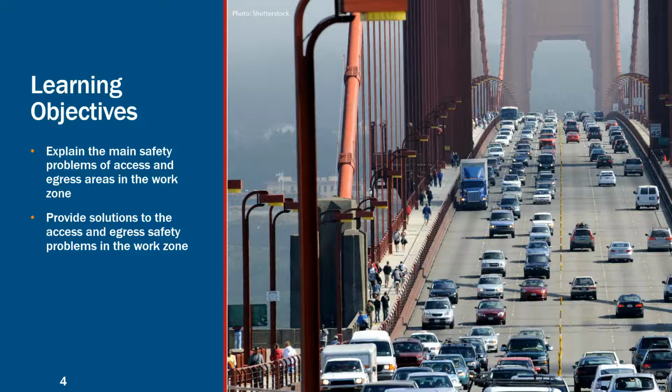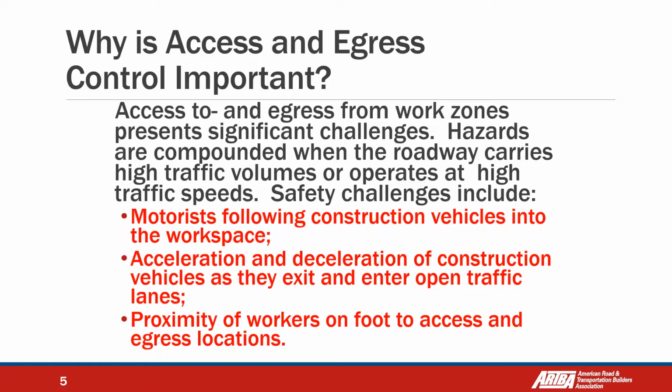So we're going to discuss some cases of problems that we have when operators are arriving to the work zone or leaving the work zone, the access and exit zones. Okay. So why is access and egress control important? Because we can have problems here. Access to and egress from work zones present significant challenges.